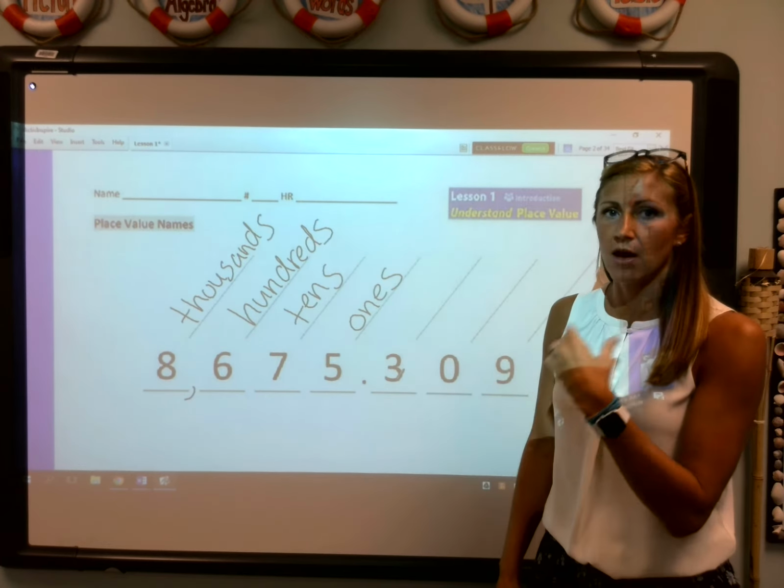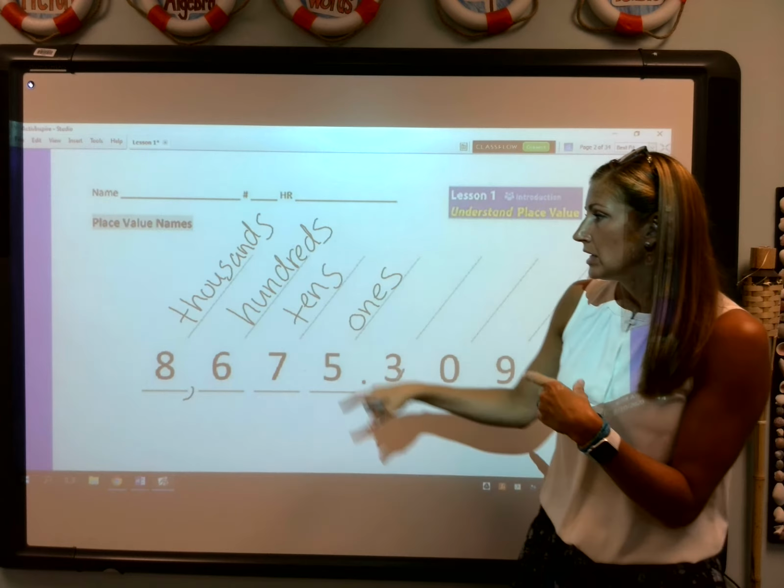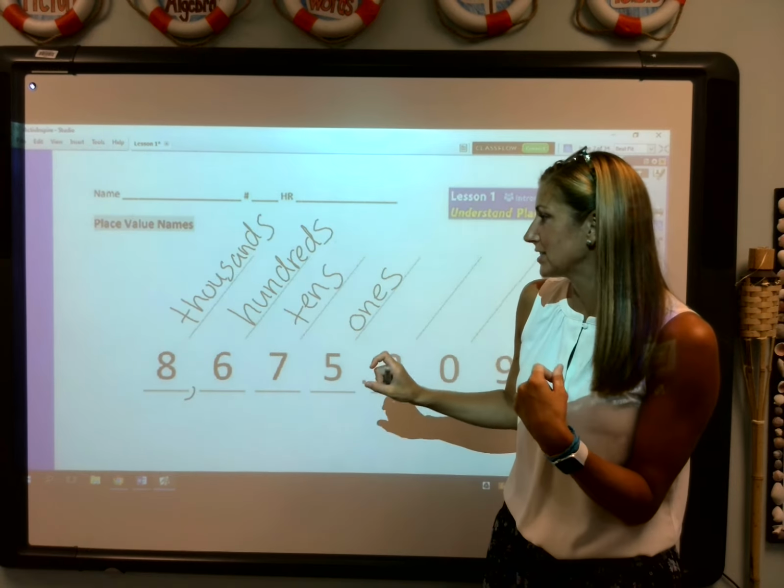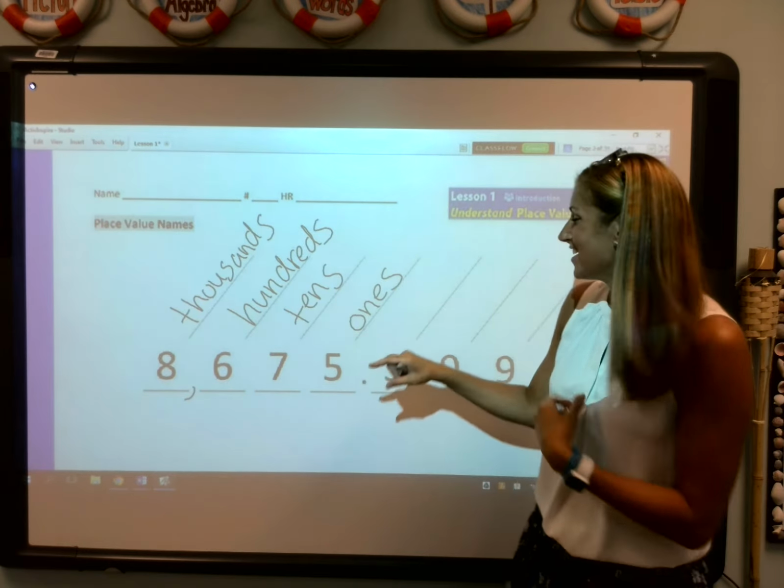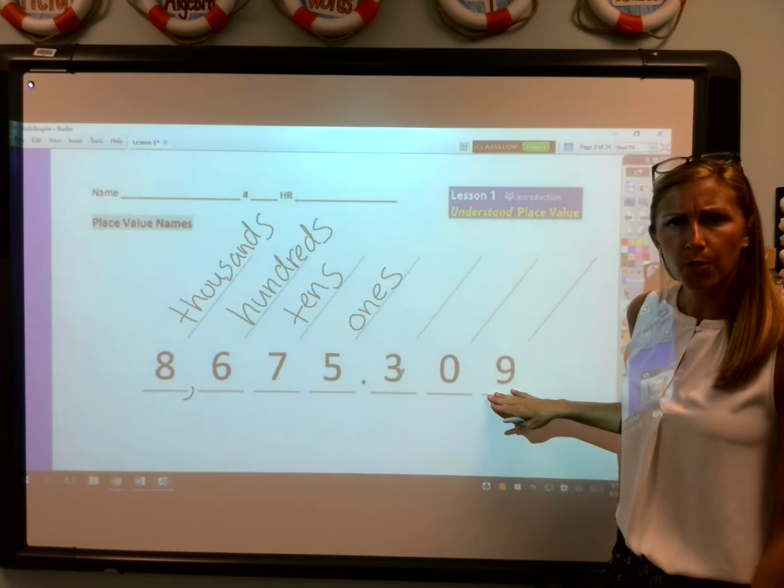8,675. So with these individual place values, when we read the number, we're not saying 8 thousands, 6 hundreds, 7 tens and 5 ones. So we are grouping them quite a bit. And let's go into the parts of the whole.